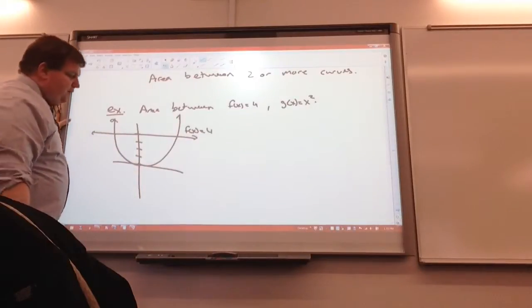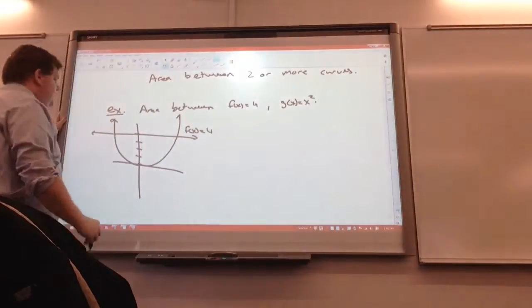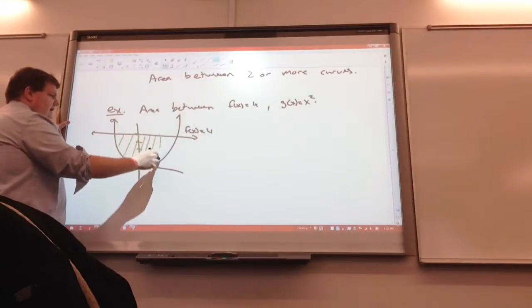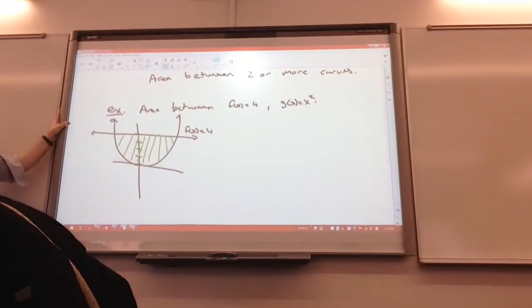So the area we want is this stuff in between the two, okay, is what we're after here. And that's what we want to get, all right? Now, how do you think I could find that? Subtraction and addition. Okay, subtraction, addition, but how?